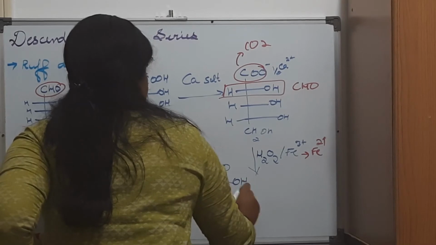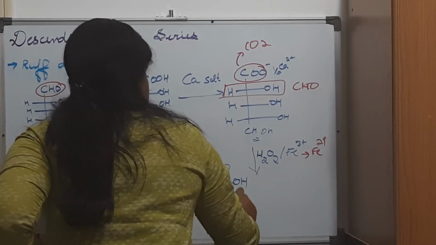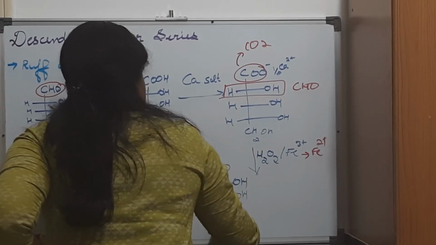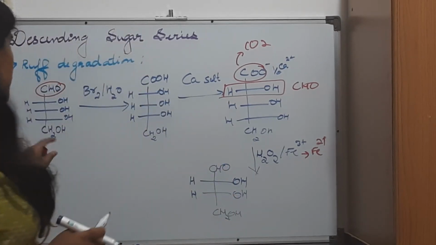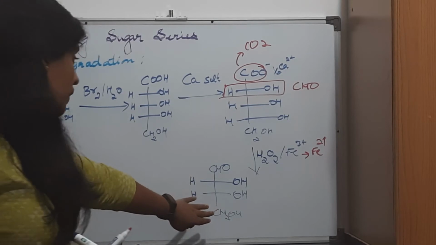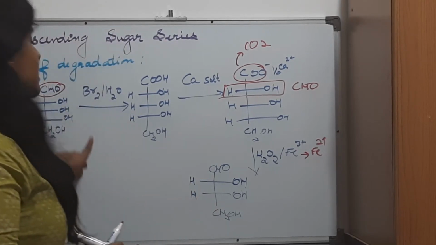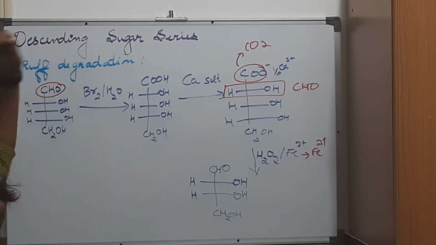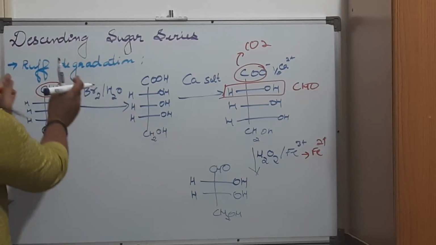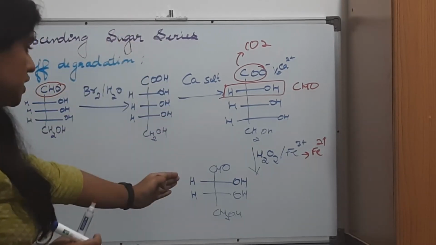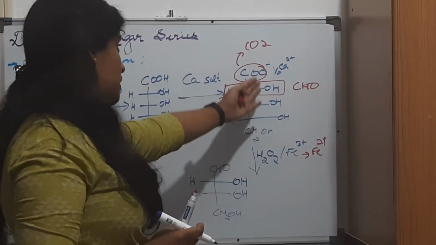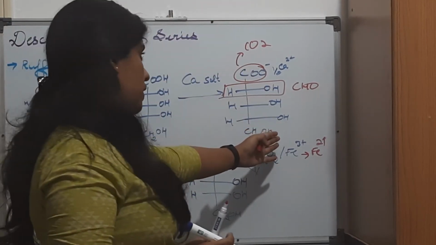HOH, HOH and CH2OH. I started with aldopentose and came down to aldotetrose. How did I come? First I treated with bromine water, which gave rise to selective oxidation of the CHO alone to COOH. Then treatment with calcium salt gave rise to this particular compound here.